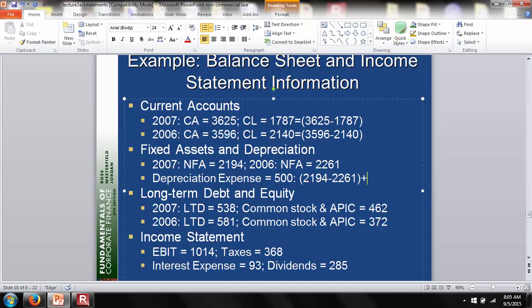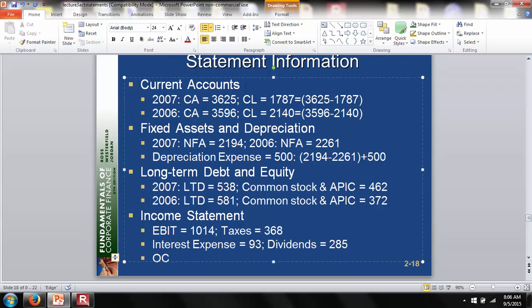And when we add back the depreciation, that gives you the net capital spending. Now we also are given the long-term debt in both years and the common stock. So here, once we have that, we can find out some of the things. So what is the operating cash flow? The operating cash flow is given by the earnings before interest and taxes minus the taxes paid plus the depreciation.